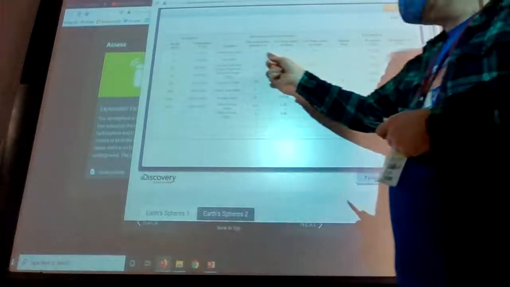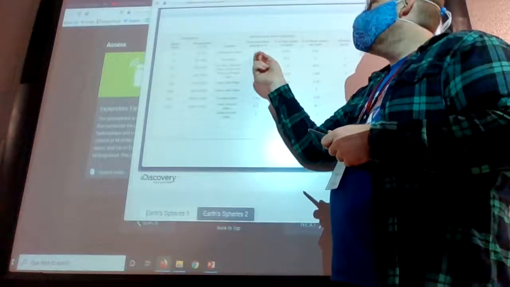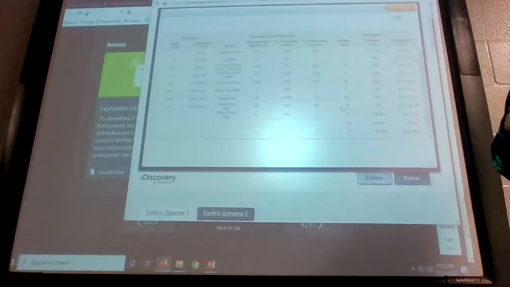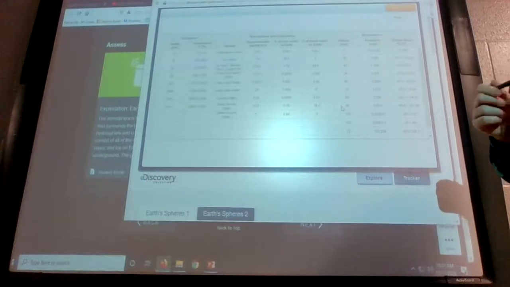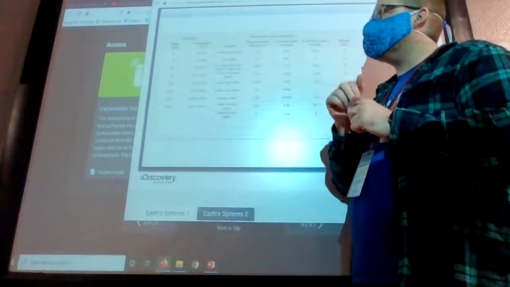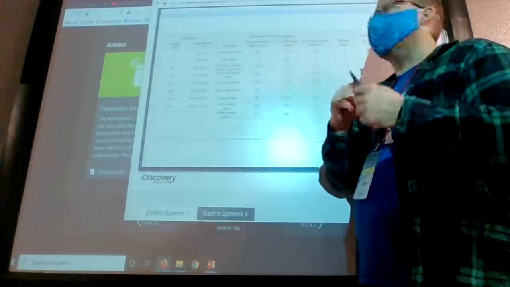Salinity, where's the salinity? Representative salinity. Seawater is 3.5%. The atmosphere is 0.001%. That is a large difference. That's what, like 3,500 times more, I guess. So the seawater is 3.5% salinity, 3.5% salt, versus the atmosphere, which is 0.001% salt.